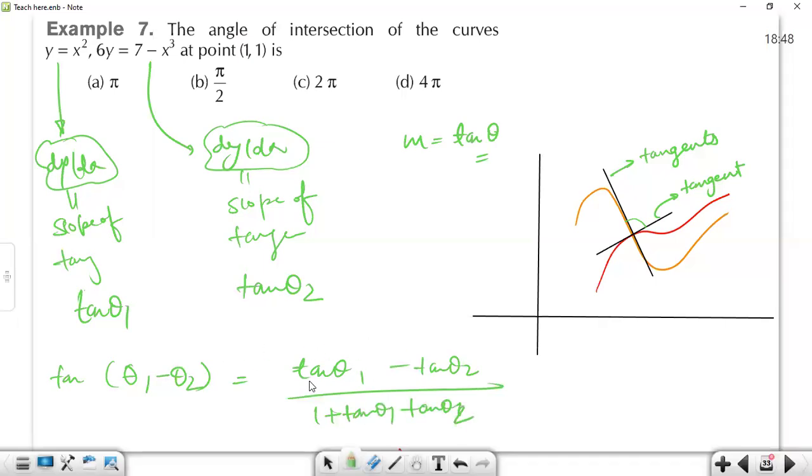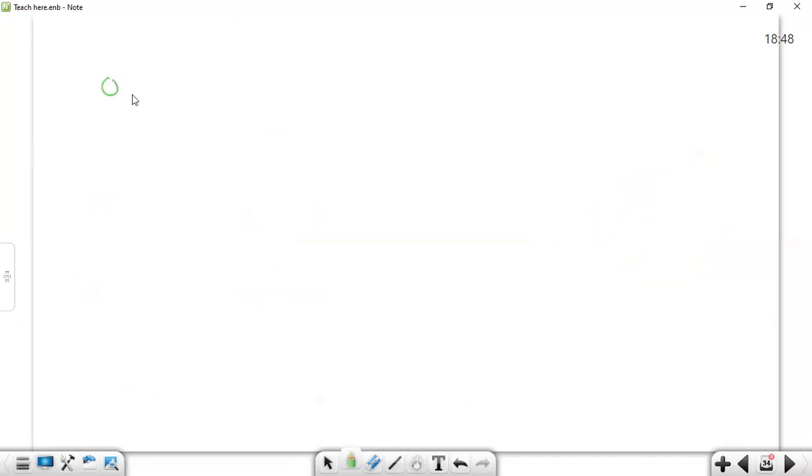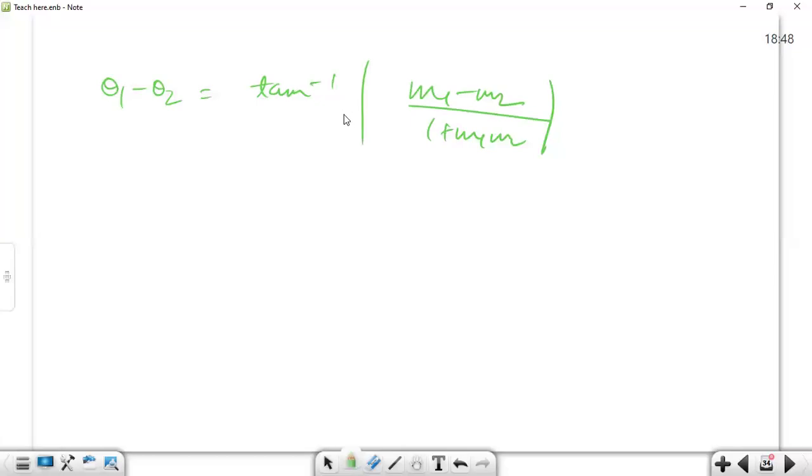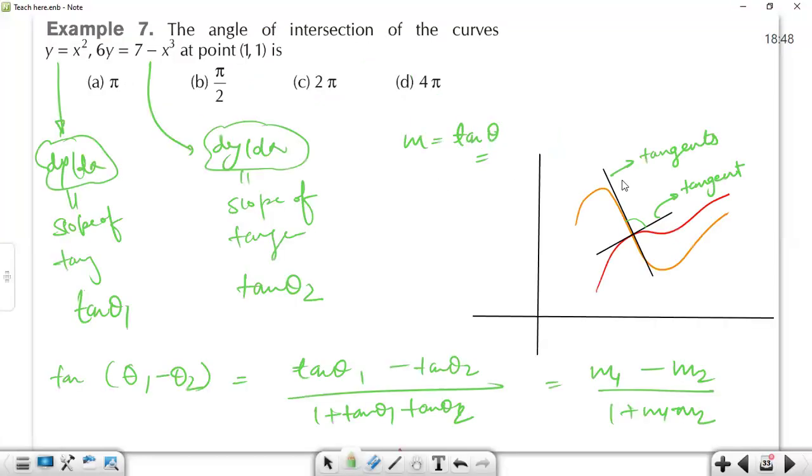And we know tan theta 1 is what? m1. Tan theta 2 is m2. So tan of theta 1 minus theta 2 is m1 minus m2 upon 1 plus m1 m2. So theta 1 minus theta 2 would be what? Tan inverse of m1 minus m2 upon 1 plus m1 m2. Simply. Is this clear to you, Nandana? That is how we are finding the angle between two functions. Yes, sir. It's clear. Great. So now let's find out its slopes.